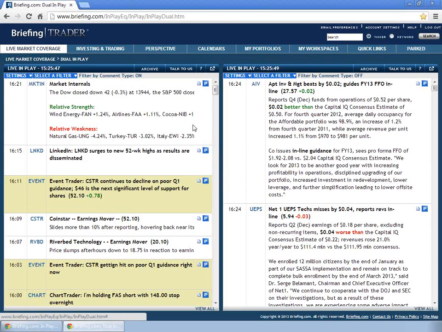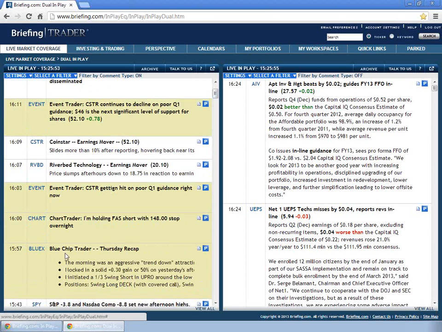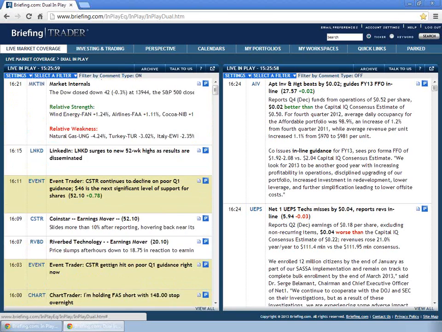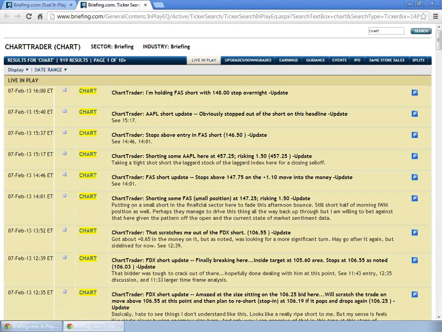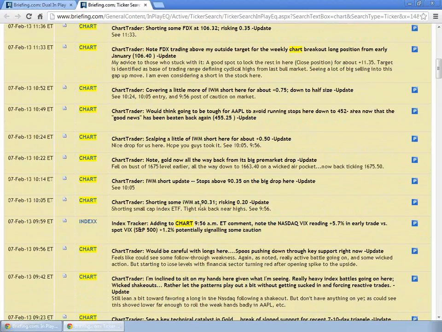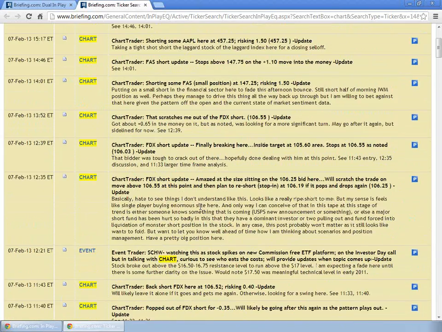So next, I want to go into the tickers of some of the traders. As you see, we have custom tickers: Event Trader, Chart Trader, Blue Chip Trader. I'm ScalpTrader. If you ever want to see what someone is doing, you can plug in their ticker and do a search if you want to see exactly what they're doing that day. And so you'll see Chart has a number of comments over the course of the day.